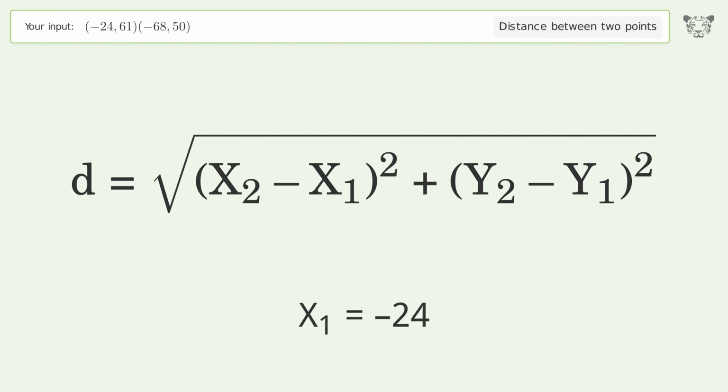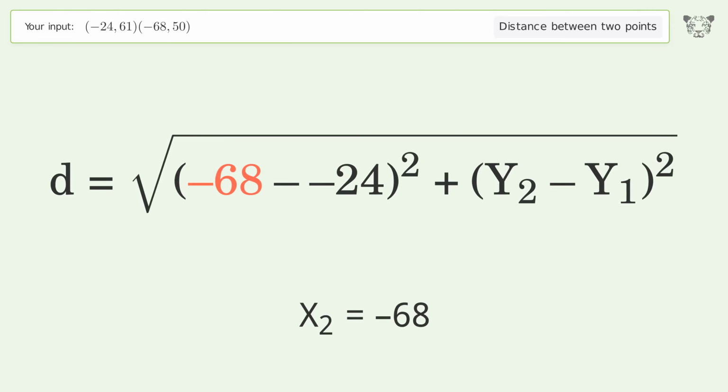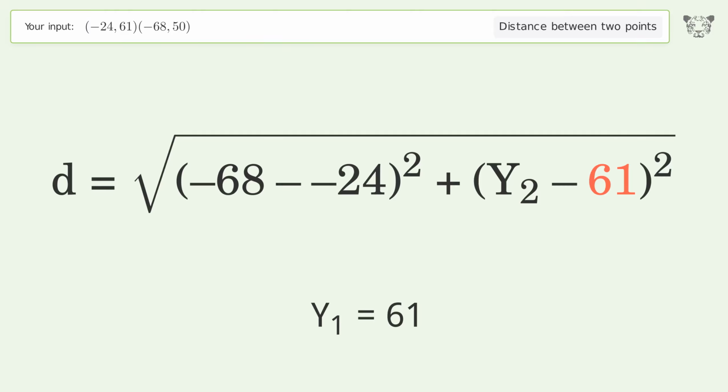x1 equals -24. x2 equals -68. y1 equals 61. y2 equals 50.